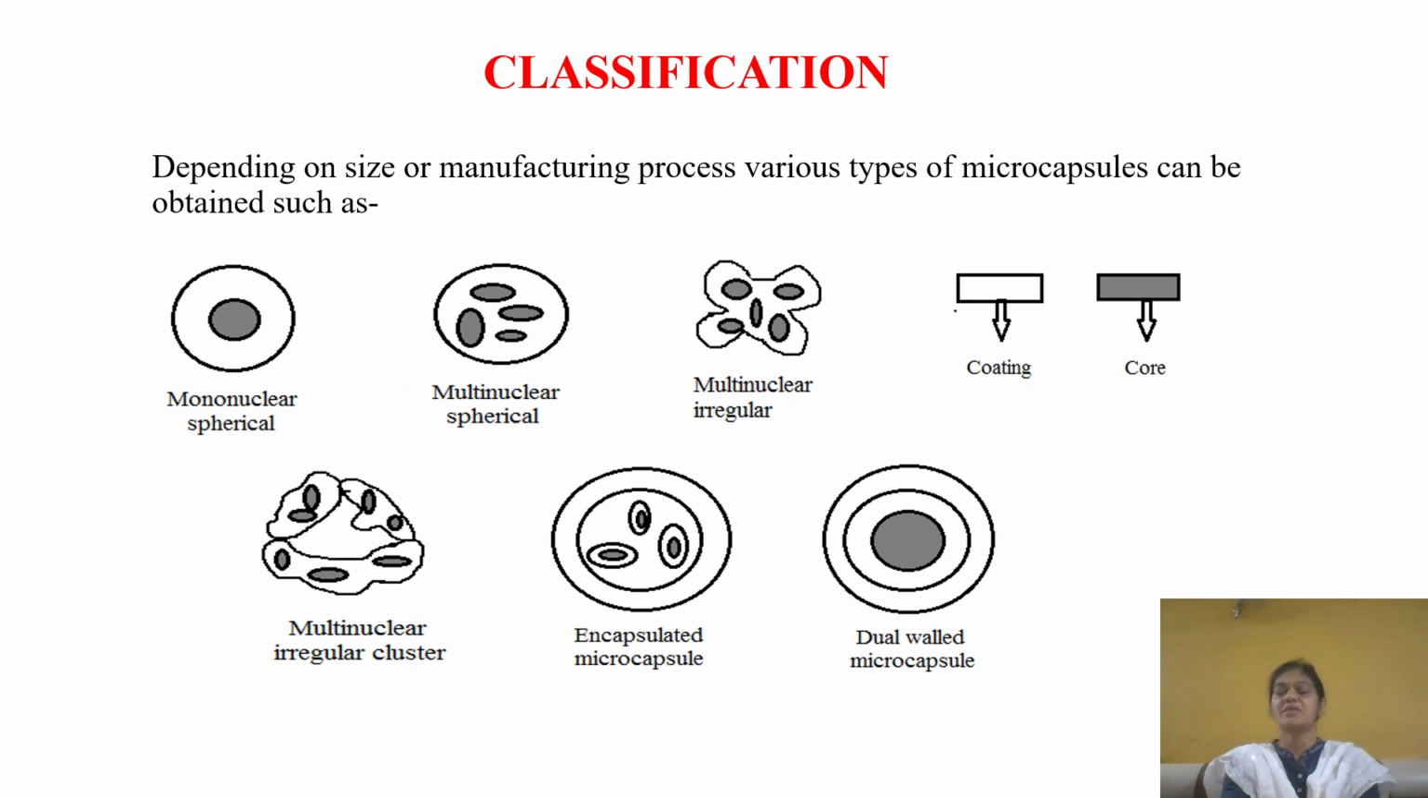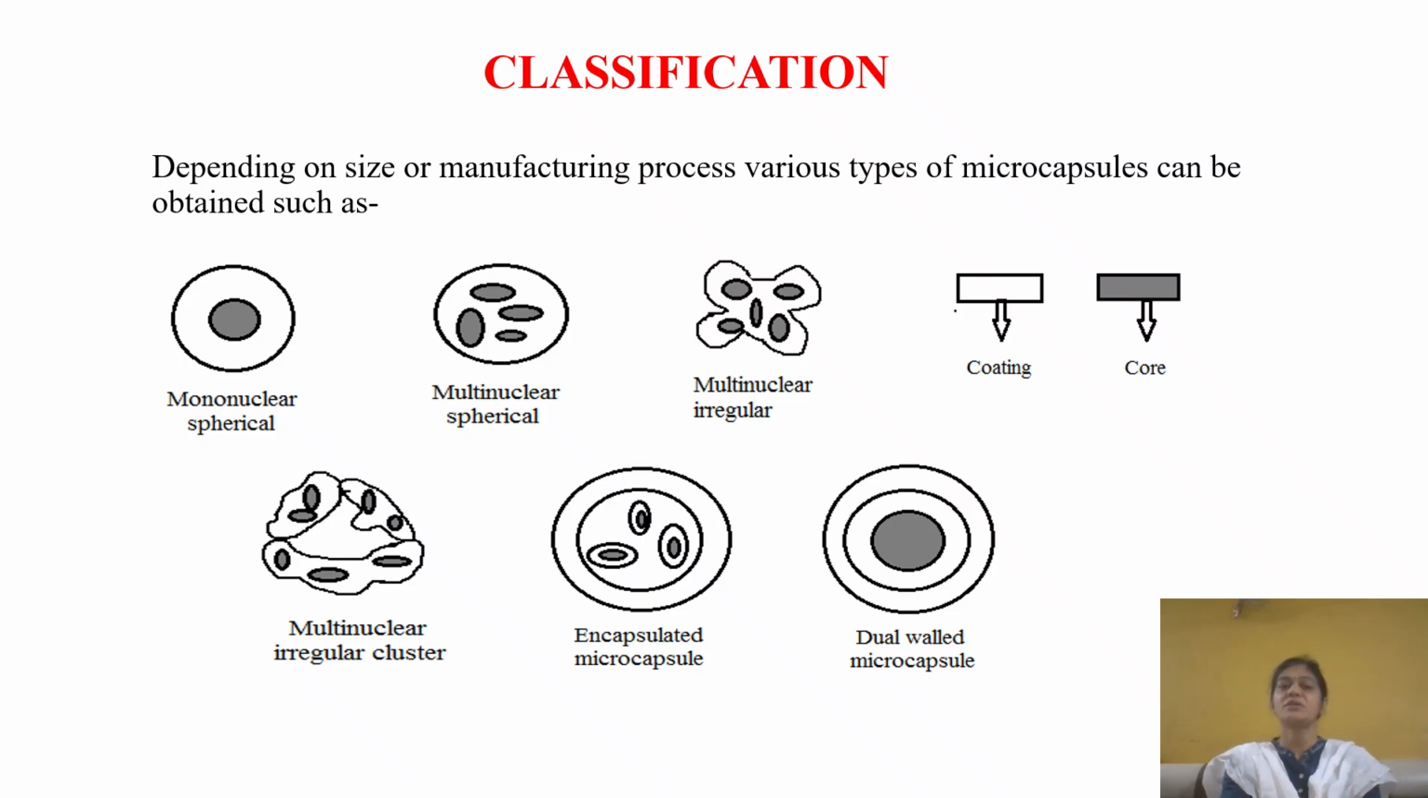Now let's see about the classification of microcapsule. So depending on the size or the manufacturing process, various types of microcapsules are obtained. First is the mononuclear spherical, where the innermost is the nucleus and the outermost is the coating. Second one is the multinuclear spherical. The same concept is there, but instead of one, more nuclei are formed. Next is the multinuclear irregular. In case of the spherical shape, it is replaced by the irregular shape. Next one is the multinuclear irregular cluster.